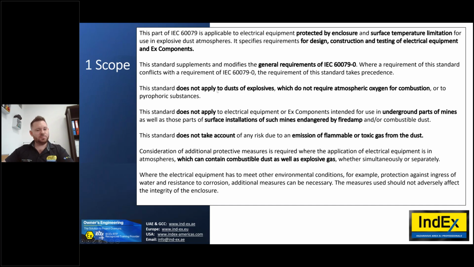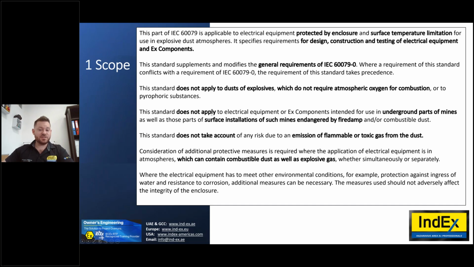This standard does not apply to dusts of explosives, which do not require atmospheric oxygen for combustion, or to pyrophoric substances. So what that means is that in Beirut, the ammonium nitrate, while it is used as an explosive, is also a fertilizer. It is a key substance that is open to interpretation and is controlled by, let's say, governments and industries which do not want it to be regulated under hazardous areas.